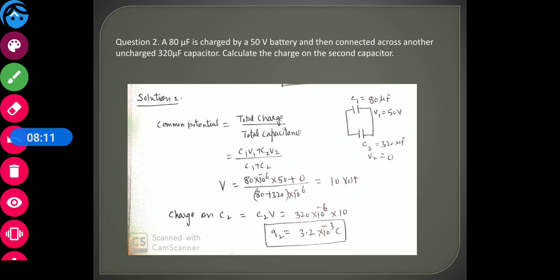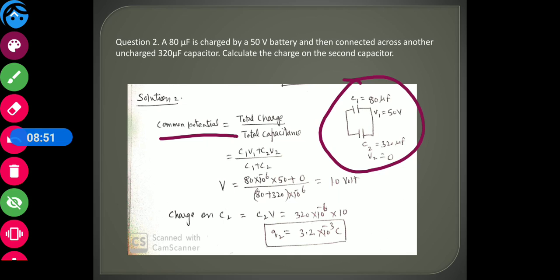Now let us discuss this another problem. An 80 microfarad capacitor is charged by a 50 volt battery and then connected across another uncharged 320 microfarad capacitor. The difference between these two problems is that in the initial problem, both capacitors C1 and C2 had the same capacitance. Here the capacitance is different, but the diagram is the same. So draw the diagram first. C1 is 80 microfarad, V1 is 50 volt, C2 is 320 microfarad, V2 is 0.